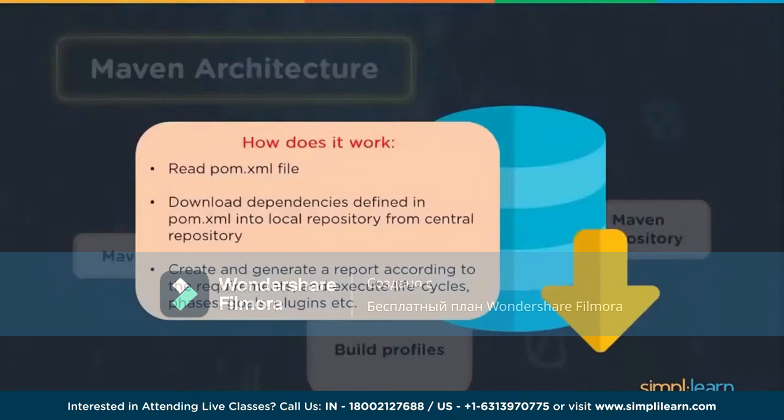So the Maven executable will read the pom.xml file, then download the dependencies defined in the pom.xml file, and those dependencies are cached locally from the remote or central repository. Then it will create and generate a report according to the requirement, and execute the life cycles, phases, goals, plugins, etc. So it will process the pom.xml file, and whatever plugins, goals or life cycles are configured there, step by step each of them will be executed in sequence here.